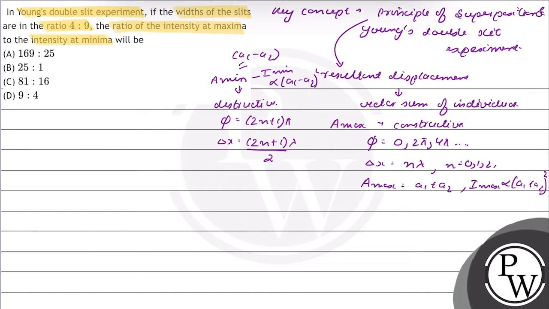यंग्स डबल स्लिट एक्सपेरिमेंट में there are two slits जिसमें से लाइट पास करती है. ये दोनों coherent sources बनाती हैं. So as a result an interference pattern is seen over the screen. इसमें intensity is directly proportional to the width of the slit.